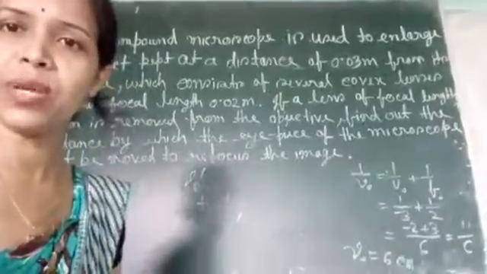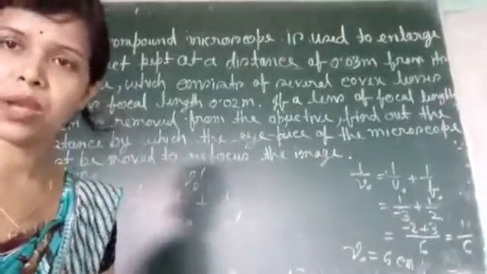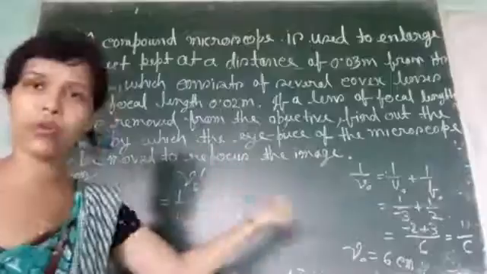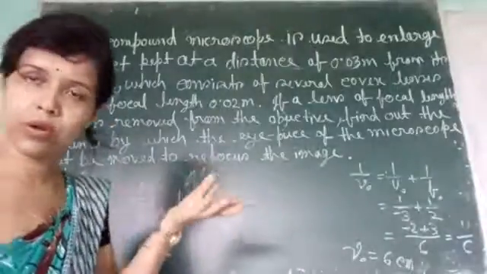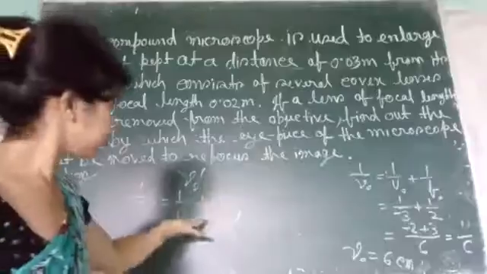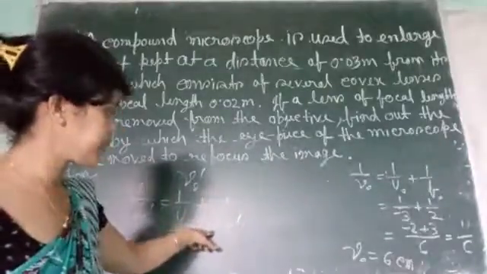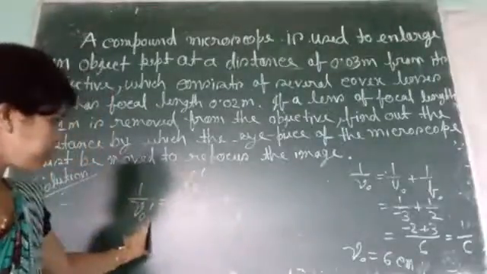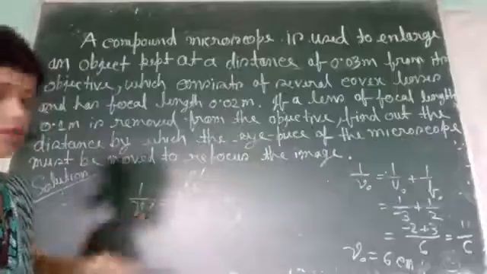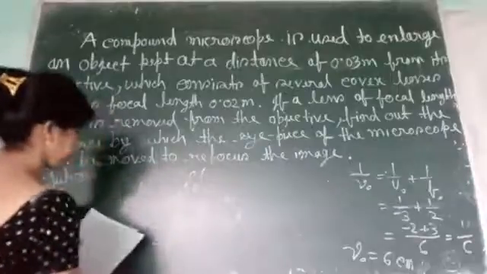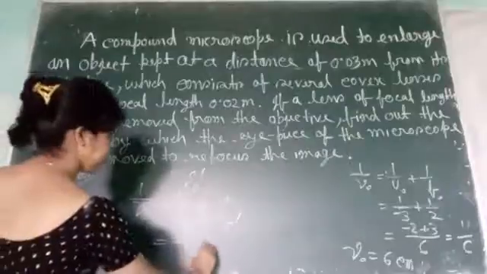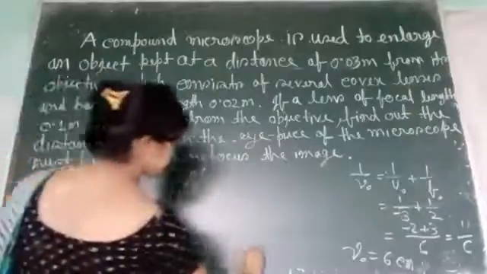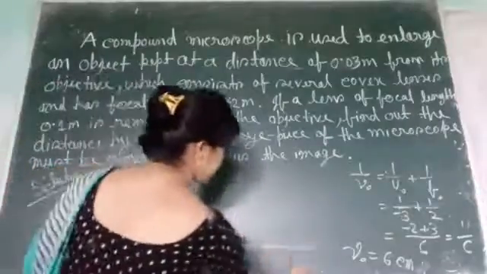We will suppose that V naught dash is the new position of the image. U naught will remain the same, and F naught dash is the new focal length of the objective after removing the convex lens. So what will be the new position V naught dash? After putting this value, 1 by u naught is equal to what? Minus 3 plus f naught dash 2 by 5. So after simplifying this equation, what will we get as the result?